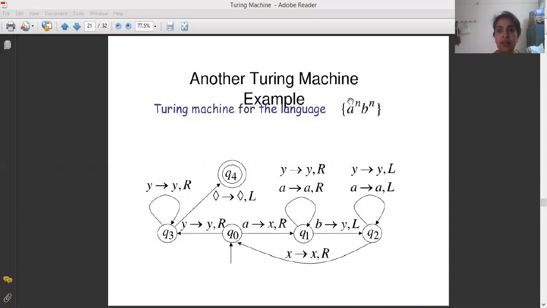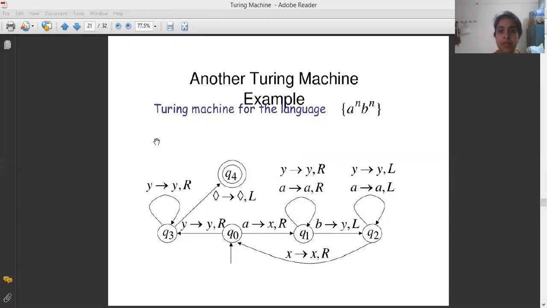But today, here we are going to design a Turing machine. So let's see how we can design a Turing machine for a context-free language. Here we have a machine. You can see the initial state here, Q0. The halt with acceptance is actually the state Q4, which is a double circle and acts as an accepting state.